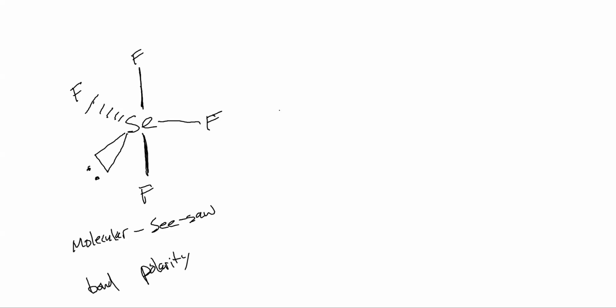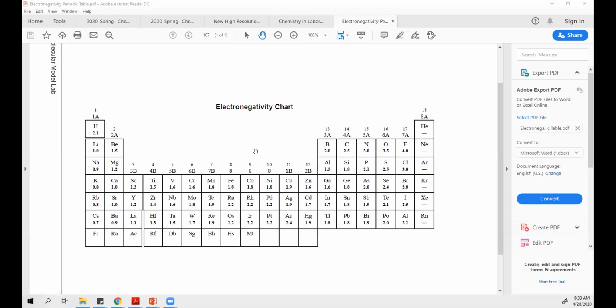And so what do we need in order to do that? In order for us to talk about bond polarity, we have to have our electronegativities. So we need our chart. Now on your exam, I would give you the electronegativity values for them.